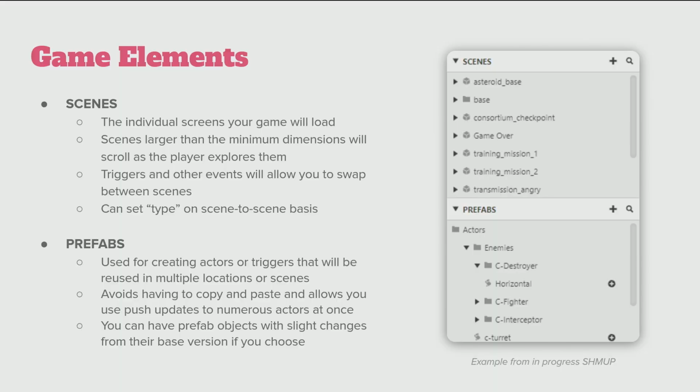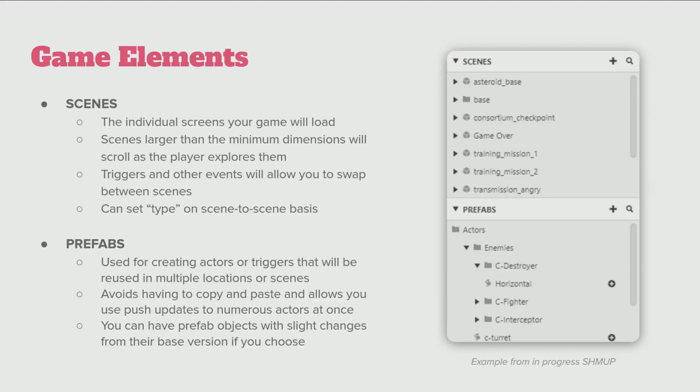Prefabs are new to GB Studio, I think version 4. The first game that I made did not have these, and it would have been really helpful. Basically, it allows you to create either an actor, which is like a sprite or a character, or a trigger that will be reused in multiple locations. You could update the code once, and it updates across all of the instances of that prefab character. This is great for NPCs or triggers that will show up a lot in your game.